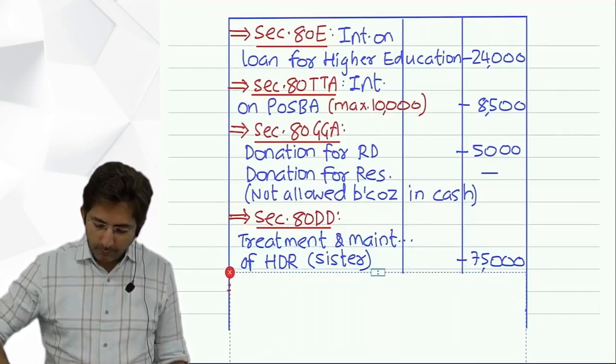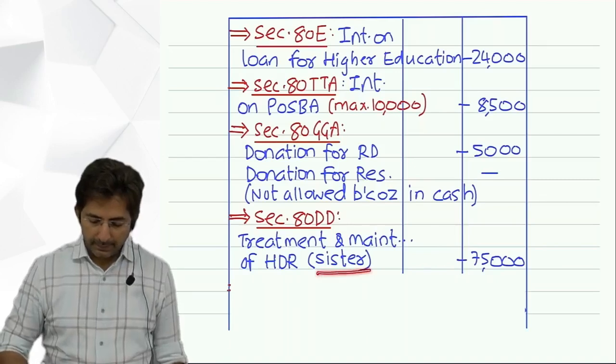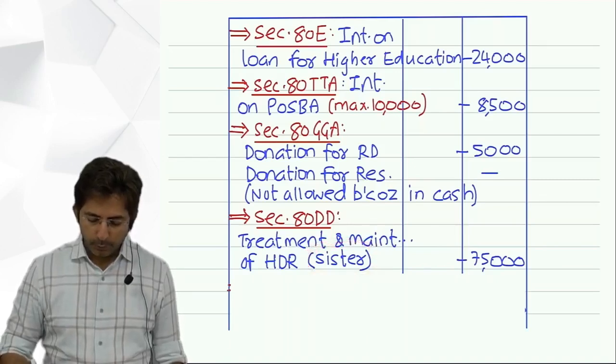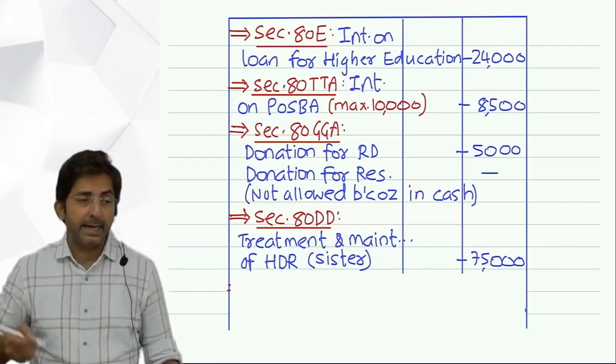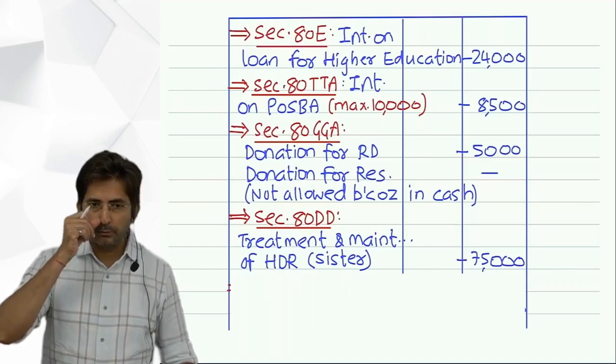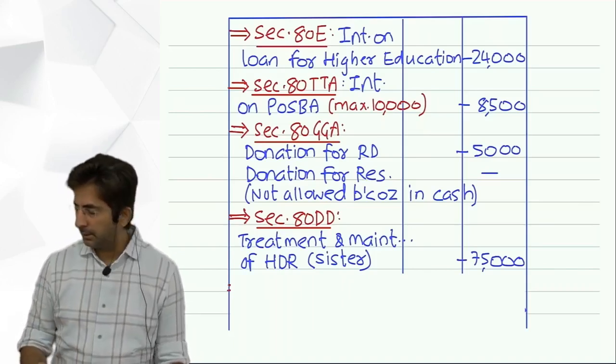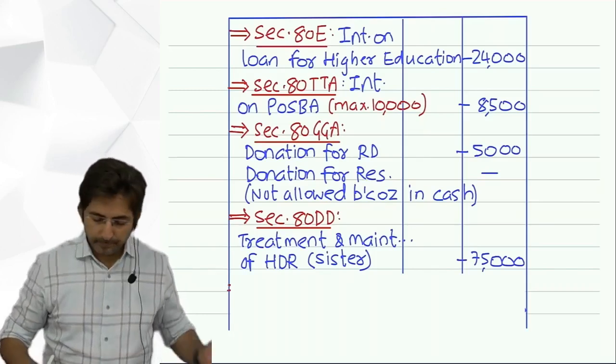Treatment and maintenance of HDR. In bracket I have written sister. It's better to show in our question who is handicapped: sister. And for sister we have assumed she is dependent. Whenever the problem is silent, make the positive assumption that she is dependent.